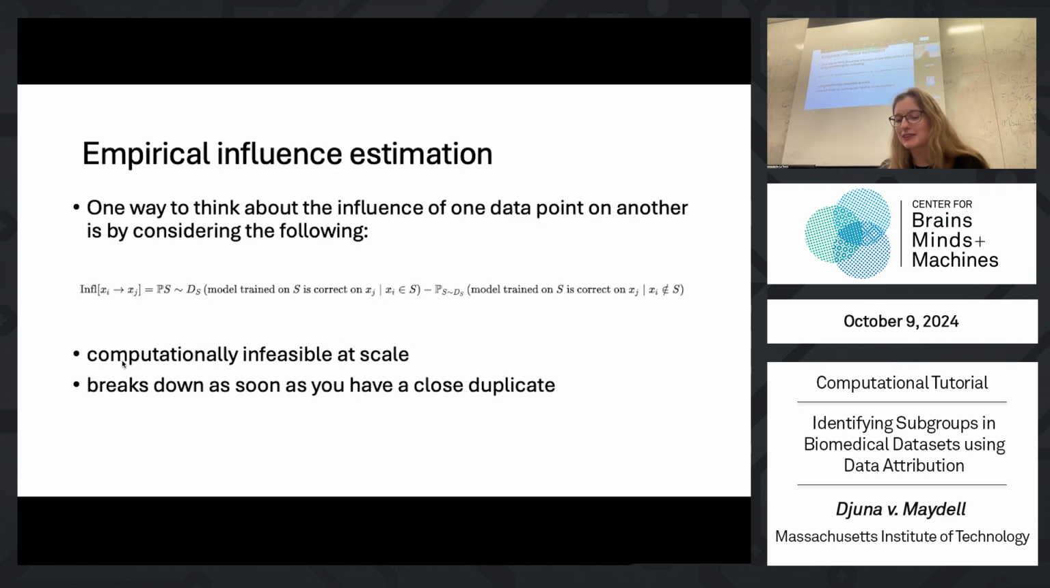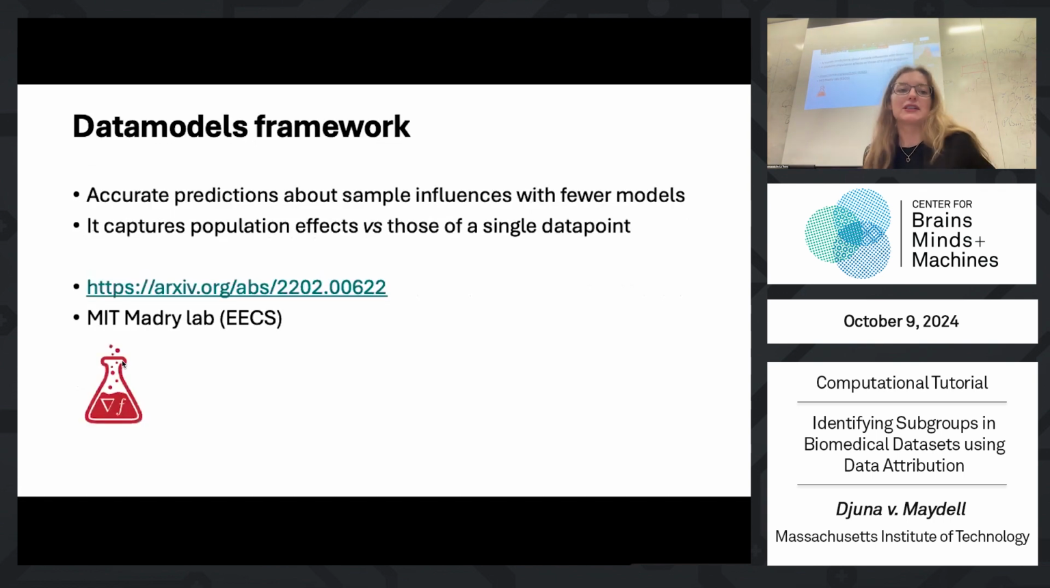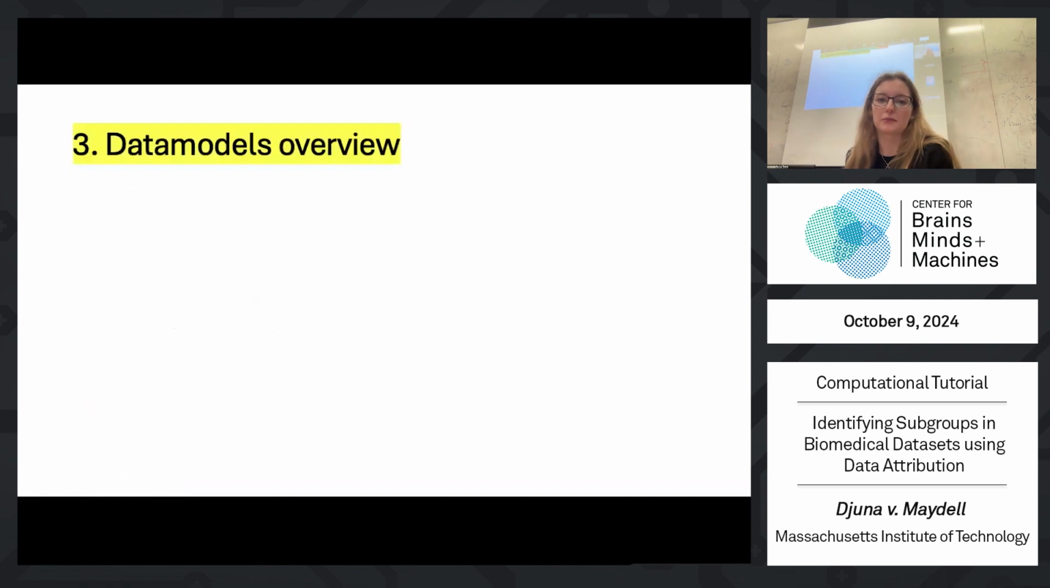So this is where the data models method becomes very useful, because essentially what the data models framework allows us to do is make accurate predictions about sample influences. So what I was just talking about with fewer models. And instead of considering every single data point alone, it helps us capture population effects. And that becomes really important when we're thinking about clustering or subgrouping our data. And the paper on this is really great. So if you're interested, I encourage you to read it. It's super interesting with a lot of experiments.